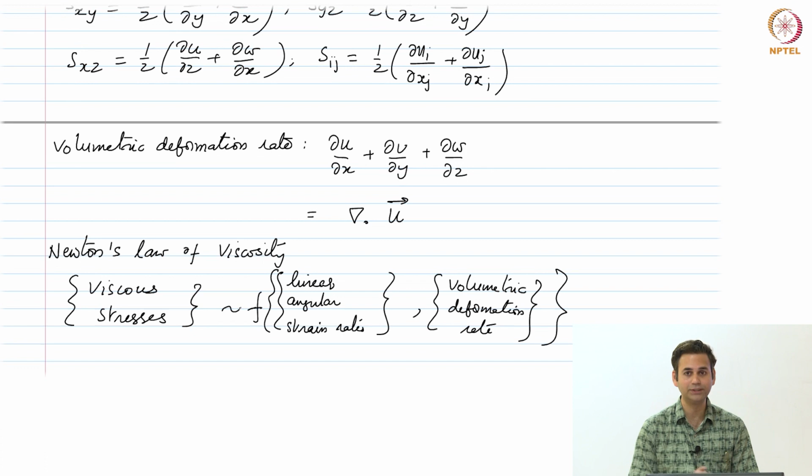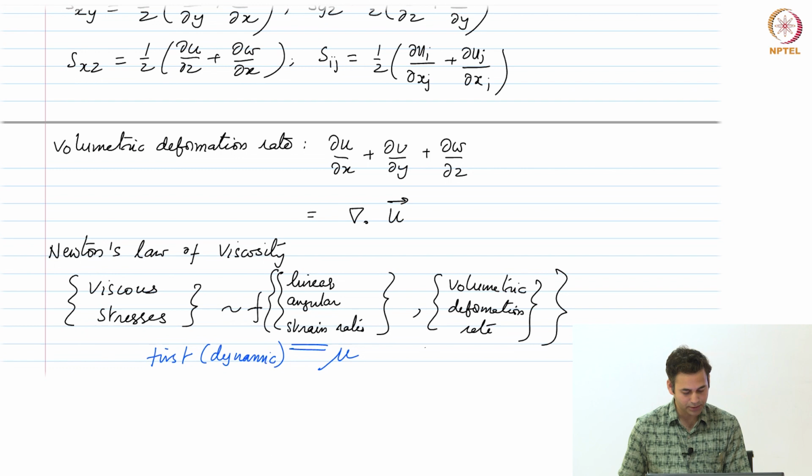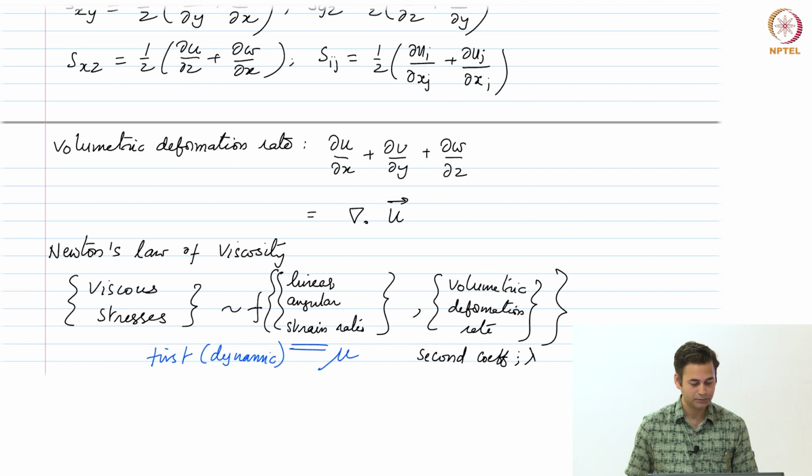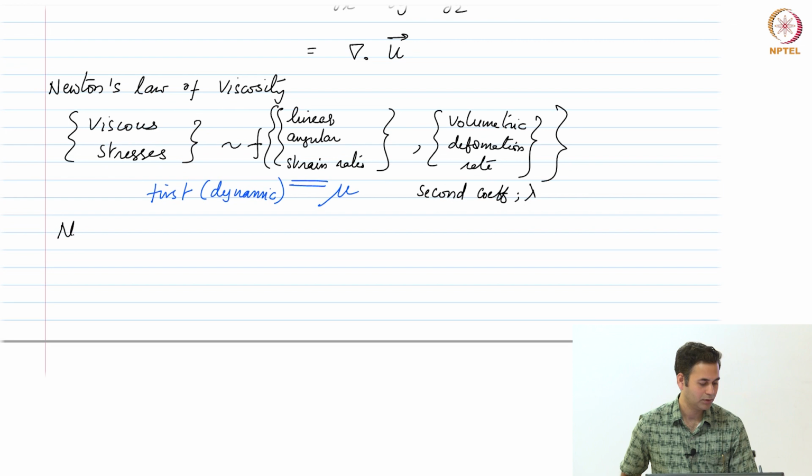As a result, we end up with two coefficients of viscosity, okay. One relating to the linear or angular strain rates is known as the first or the dynamic coefficient of viscosity, which is denoted with the symbol mu. And the other one, which is known as the second coefficient of viscosity, is usually denoted with the symbol lambda, okay. Now, we are assuming a Newtonian fluid. What is a Newtonian fluid? The viscous stresses are linearly proportional to the strain rates, okay. So essentially that's how we get these things.